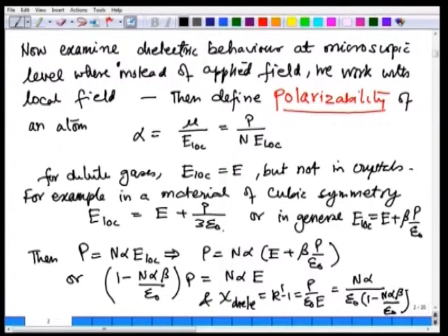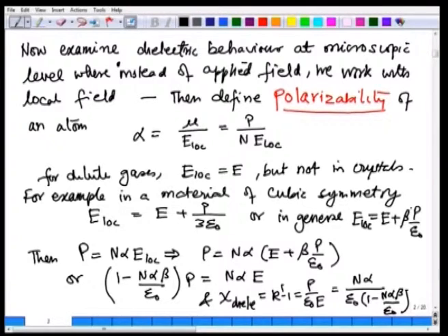Often students do this in a physics class when they are first introduced to the effect of electric field on materials. In general, however, since we are not necessarily going to be dealing with materials of cubic symmetry, we will say that the form of the local field is E plus a factor beta times P by epsilon naught. I am drawing from the fact that for cubic symmetry beta was 1 by 3, and in other symmetries this could change to a more complex expression, but we can write that number as beta in general.